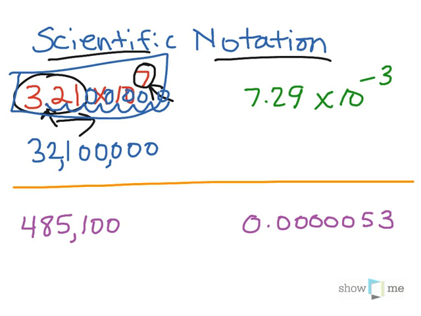Now let's jump over to this green one. The fact that I have a negative exponent tells me this is a tiny number. It's not big at all. Negative exponents being really small. It's smaller than 1. Okay.